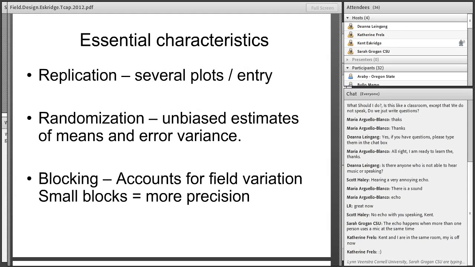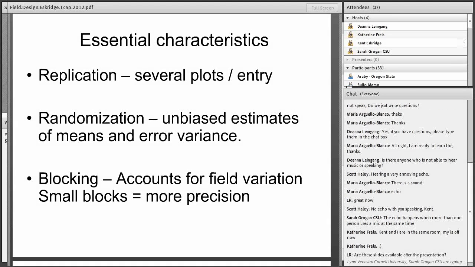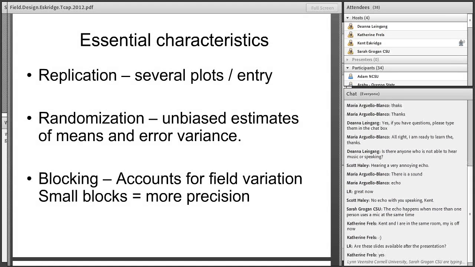So the essential characteristics from a statistical point of view is that you better replicate each entry. You better have several plots per entry. And in order to get an unbiased estimate of the differences between the treatments or the differences between the entries, and an unbiased estimate of the error variance, you better randomize. And I'm assuming most people here know about replication and randomization.